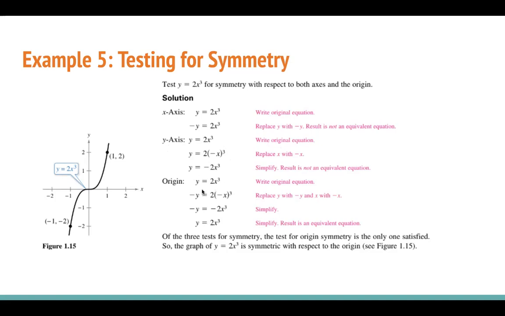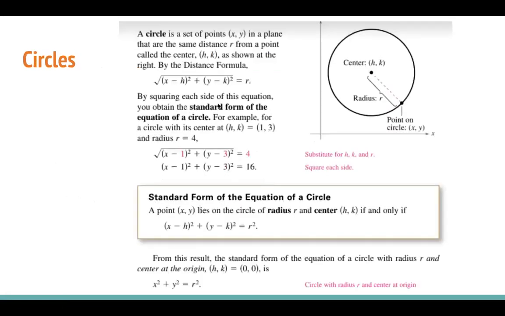So now we're going to test the origin. We're going to plug in negative y and negative x, and it does result in the equivalent equation as seen in the original equation, and therefore this graph and equation only satisfies the origin symmetry. As you can see on the graph, you could pretty much tell that it won't satisfy the x-axis or the y-axis, but you still might want to check it.